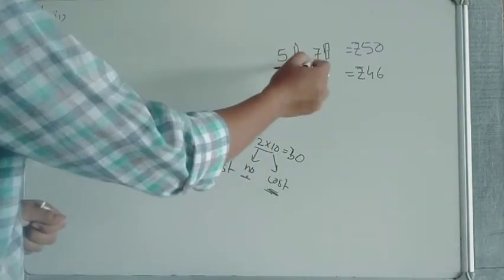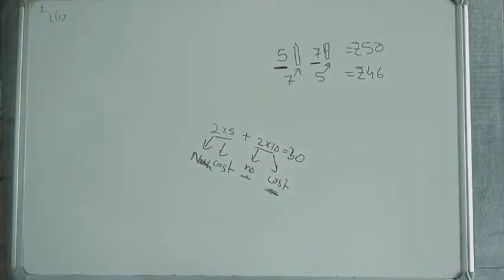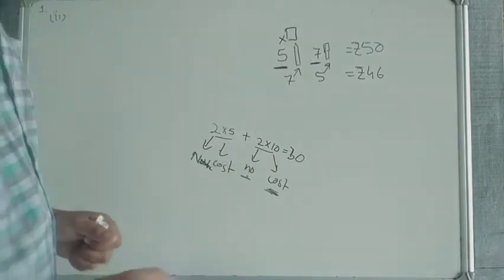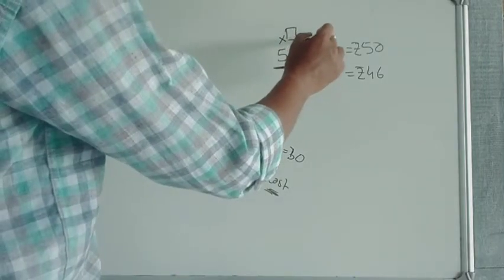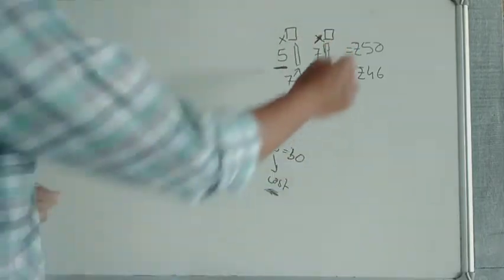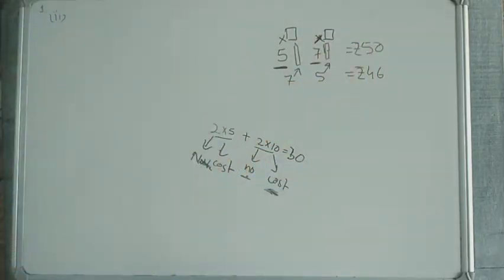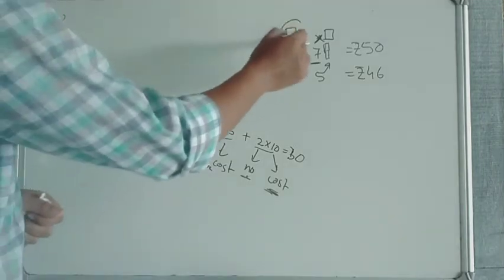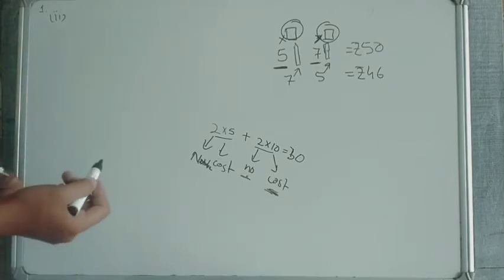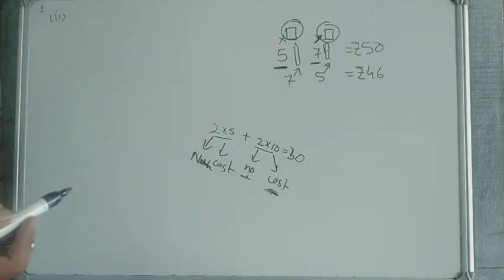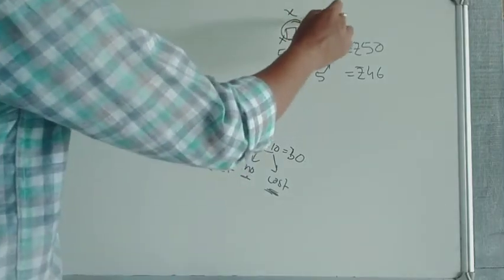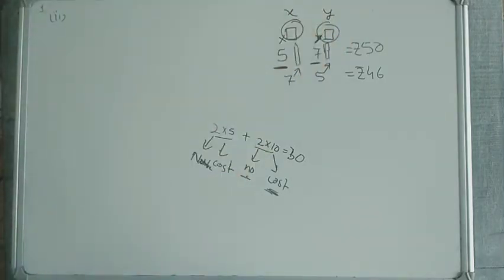So 5 pencils and 7 pens: 5 into the price of the pencil, and 7 into the price of the pen, will give me 50 rupees. Same thing below also. We do not know the price of these things, so what we can take is variables. I will take x for the pencil, and for the pen I will take y.